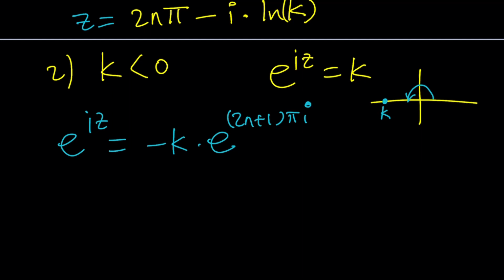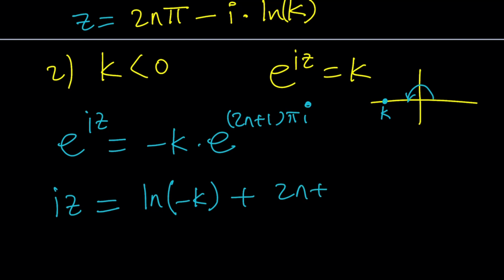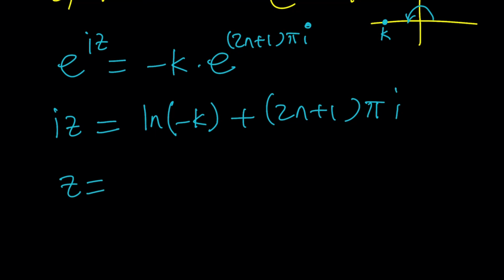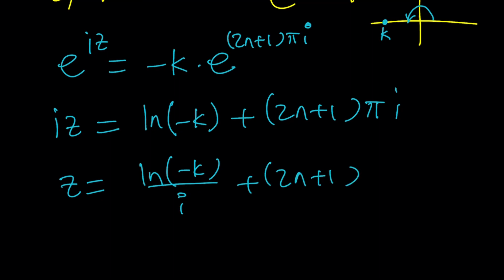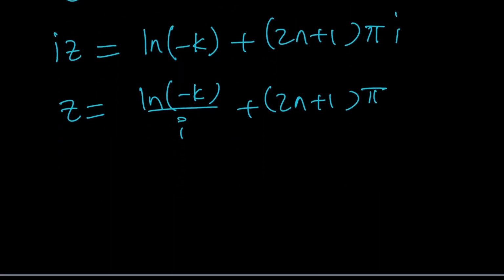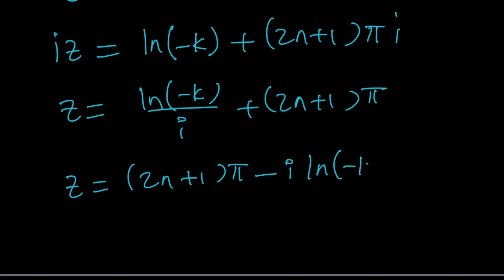And we're going to be doing the natural logs again, but this time it's going to be slightly different. After natural logs, we're going to get something like ln of negative k plus 2 n plus 1 multiplied by pi i. And then we're going to divide by i again, and that's going to give us ln negative k divided by i plus 2 n plus 1 multiplied by pi. n is an integer again. And after multiplication by negative i, we're going to get z equals 2 n plus 1 times pi, which is the real part, minus i times ln of negative k. Again, k is less than 0 in this case, so ln negative k would be well-defined in real numbers.